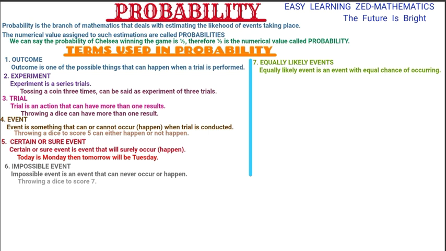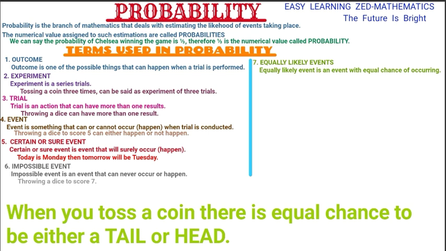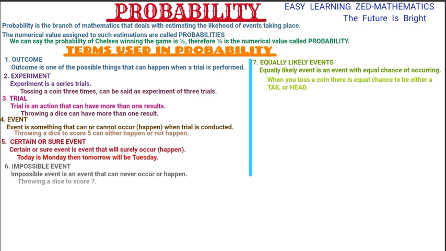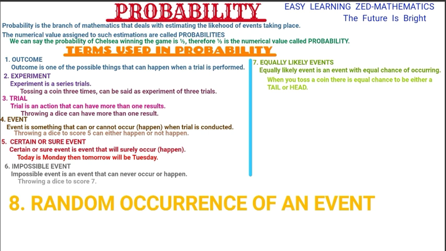Okay, let's go to an example. When you toss a coin, there is equal chance of getting either a tail or a head. So there is a chance that the result will be either a tail or a head. When you toss a coin, the outcome will either be a tail or the head. Okay, let's come to number 8.